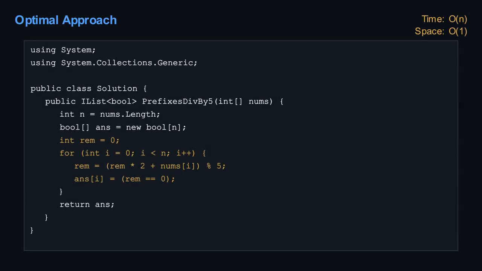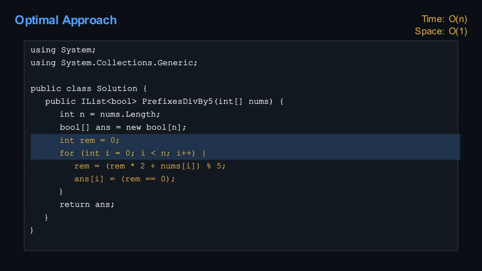The key insight here is that we only care about the remainder when divided by 5, not the exact value of the binary prefix itself. We can use modulo arithmetic to keep our numbers small. When we append a new bit to a binary number, we effectively multiply the current number by 2 and then add the new bit. For example, if our current number is x and we append a bit b, the new number is x times 2 plus b.